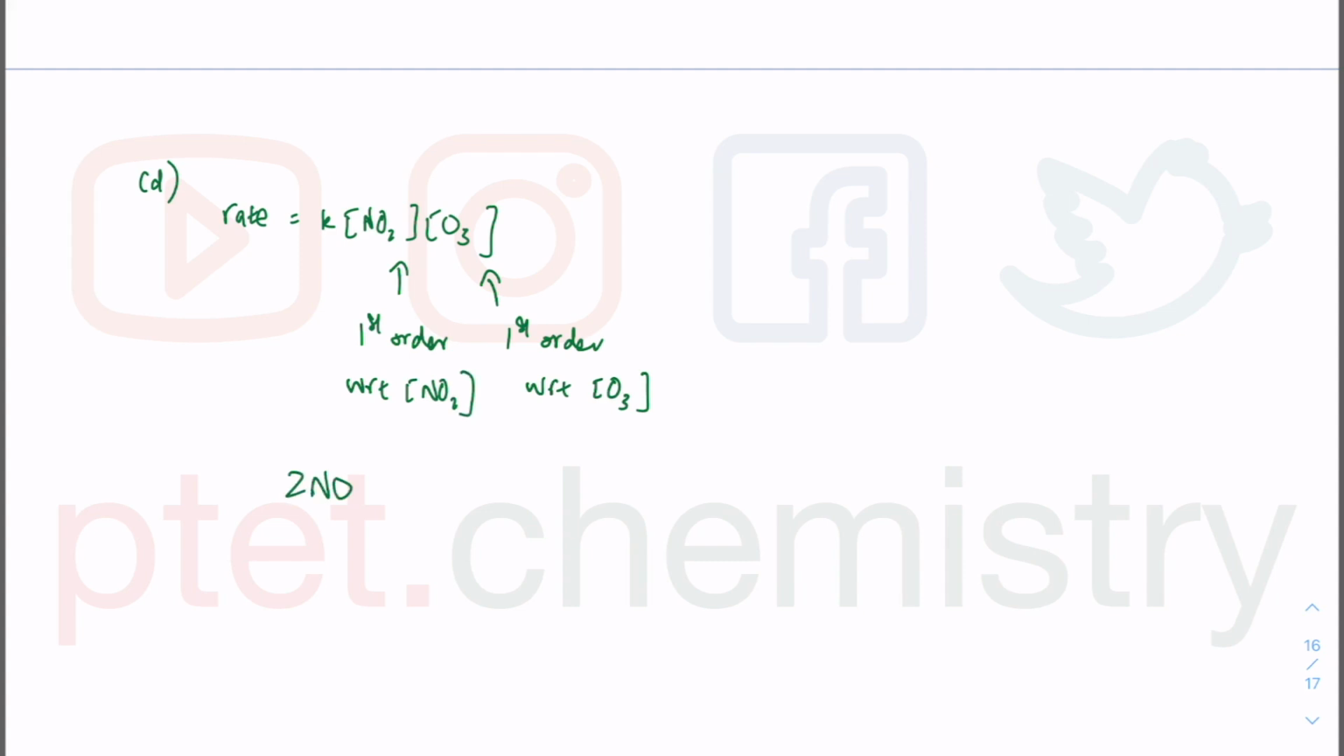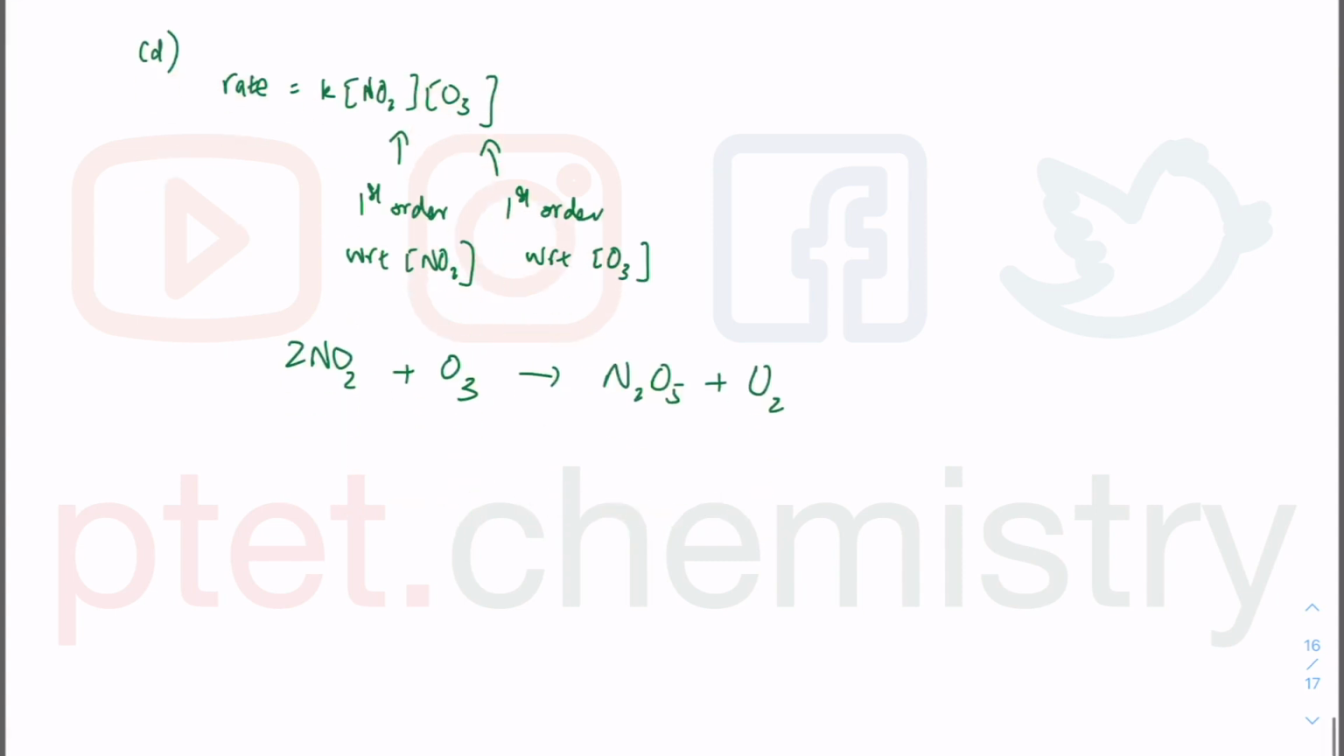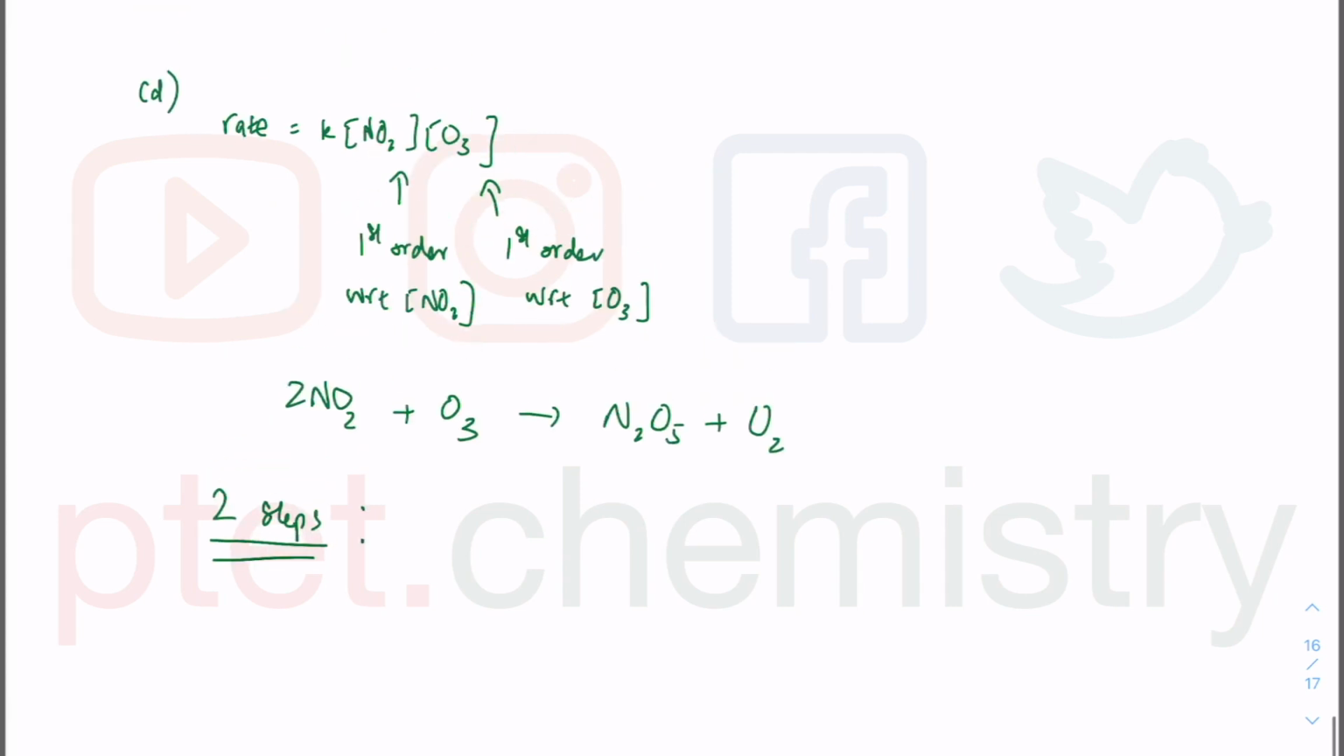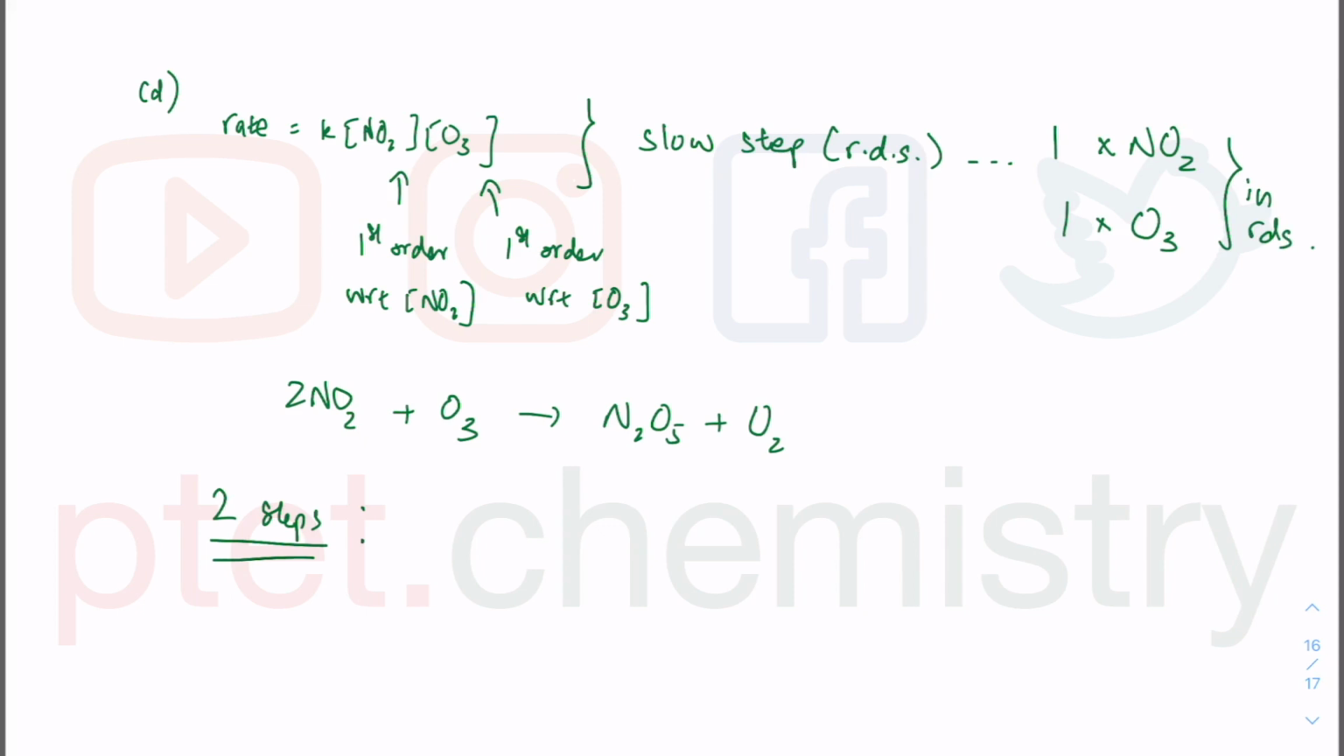And we have 2 NO2 plus O3 going to N2O5 plus O2. We know it's 2 steps. We are asked to write down the 2-step mechanism. So what's going to happen is, whatever appears in the rate equation is going to be in the slow step. So there is 1 NO2 in the slow step and 1 O3 in the slow step, the rate determining step. That's the meaning of rate equation. That's the meaning of rate determining step. One of them is involved in the slow step. In the overall equation, there are 2 of them.